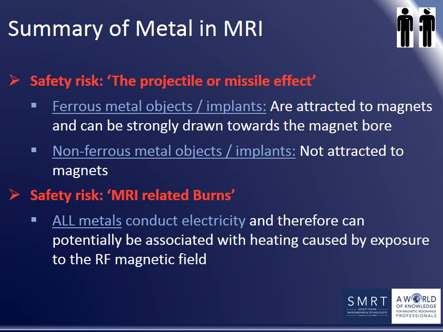So to summarize, there are 2 main safety risks of metal in MRI that we need to be aware of. The projectile or missile effect, where ferrous metallic objects or implants are strongly drawn towards the magnet bore, and the potential heating of metallic objects or devices due to the exposure to the radiofrequency magnetic field. While non-ferrous metal objects and implants are not attracted to magnets, they are still a safety risk for heating when exposed to the radiofrequency magnetic field.